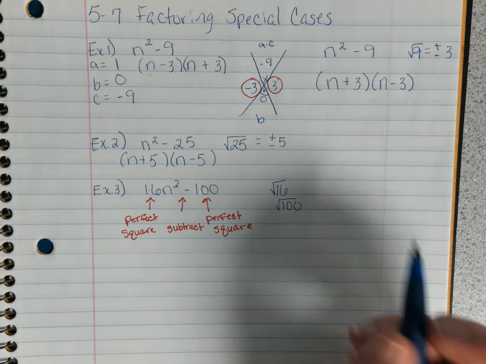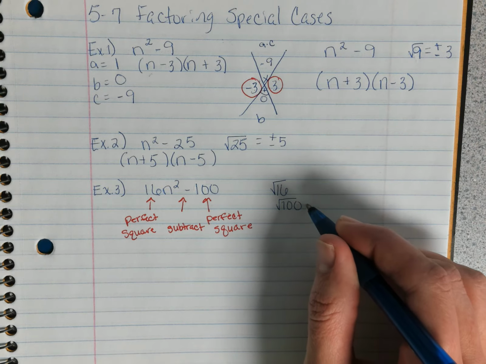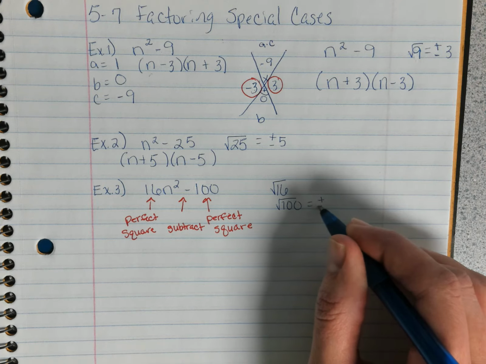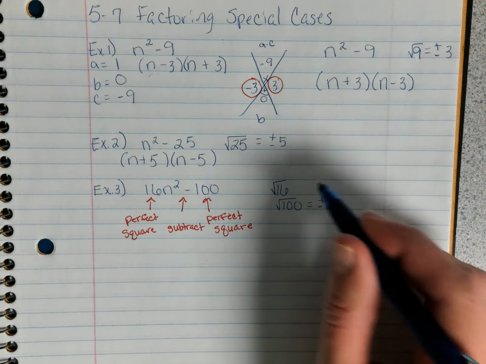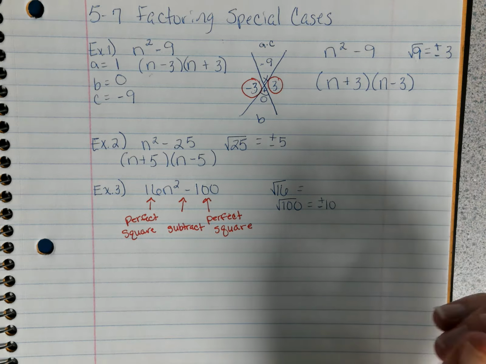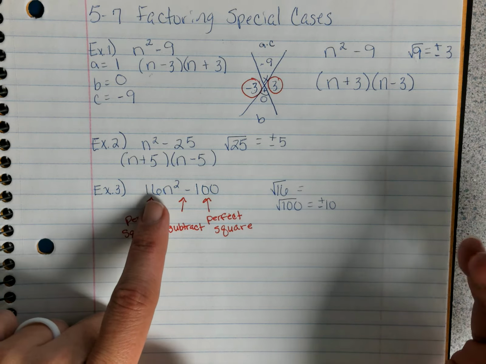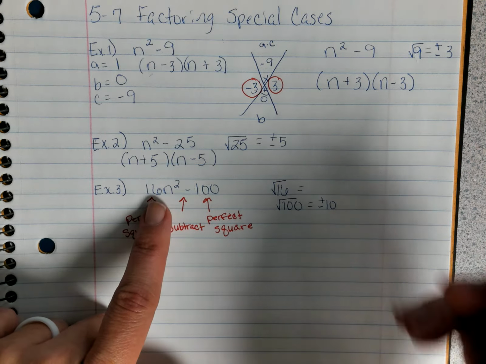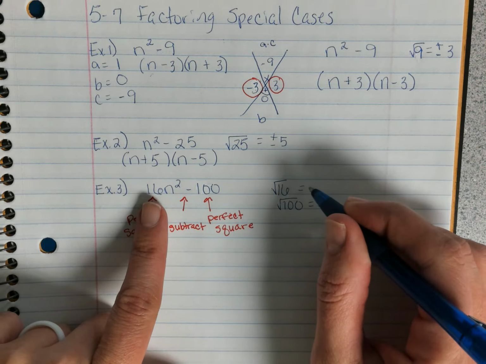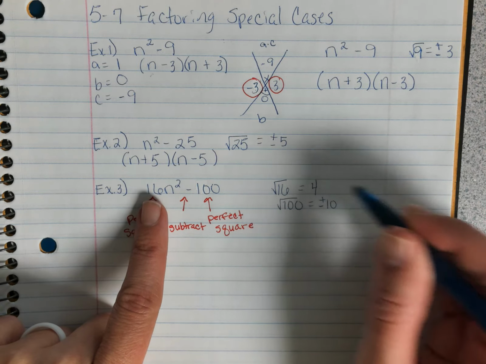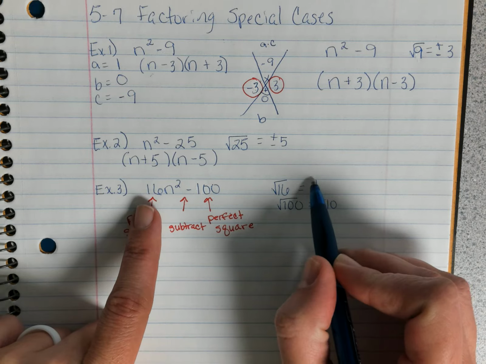Okay, so here's the trick. Square root of 100 is a plus or minus 10. And the square root of 16, although it's a plus or minus, because it's the leading term, we will always put it as a positive. So the leading term always has to be positive.